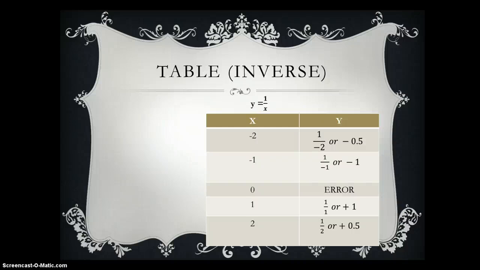Notice in our inverse, we get this error. So if you start getting errors in your table, you probably have an inverse equation. Because really, what's happening to cause this error is we're trying to put 0 into our equation. And are you allowed to divide 1 by 0?